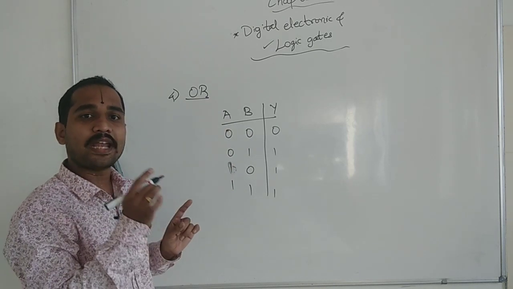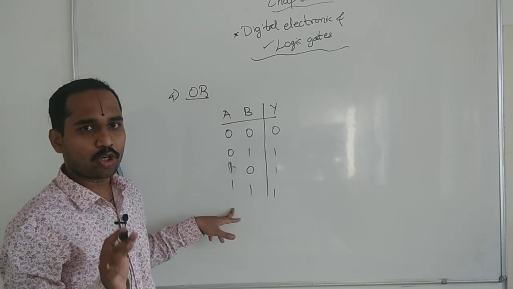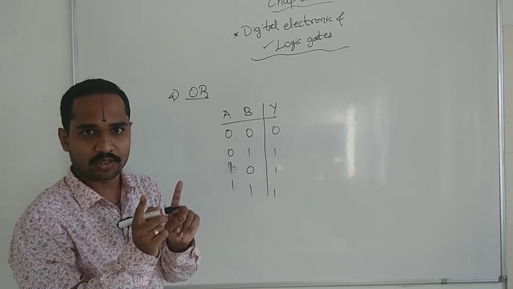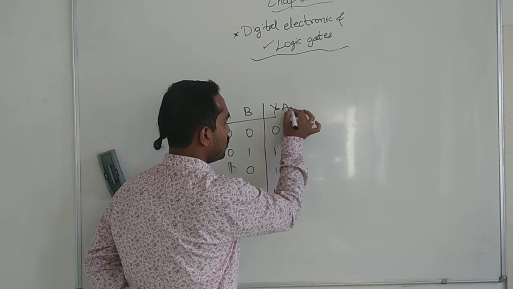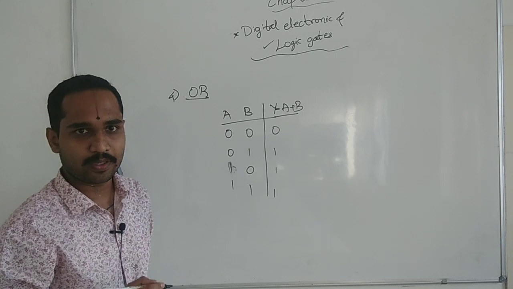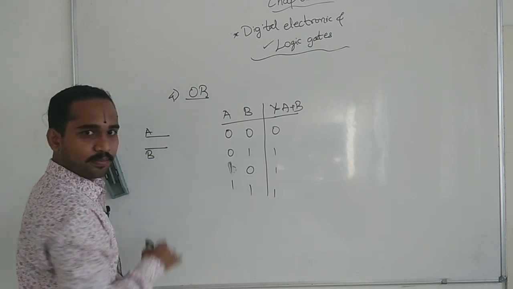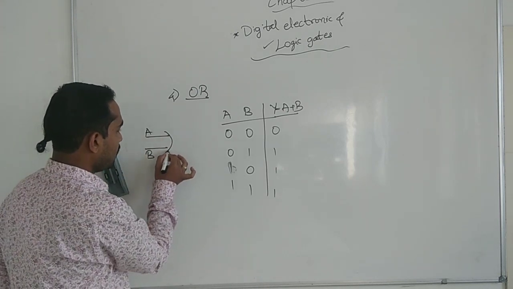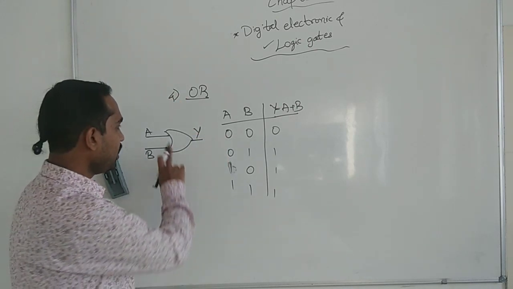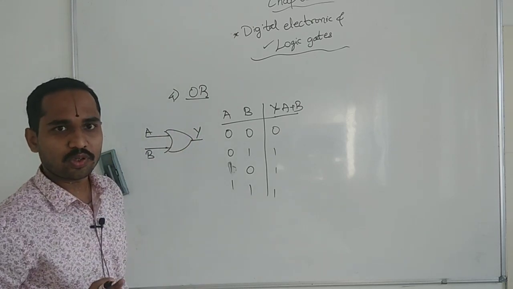Will it follow your addition? 0 plus 0 is 0. 0 plus 1 is also 1. 1 plus 0 is also 1. 1 plus 1 cannot be 2 here logically because it is a binary number. You can have only two things, 0 or 1, isn't it? So, it follows logical addition. You call it logical addition. What is the symbol of this? Say A, B. This is the symbol of the OR gate. A leaf-like symbol has to be drawn for the output. This is the symbol of the OR gate. You have to understand that.